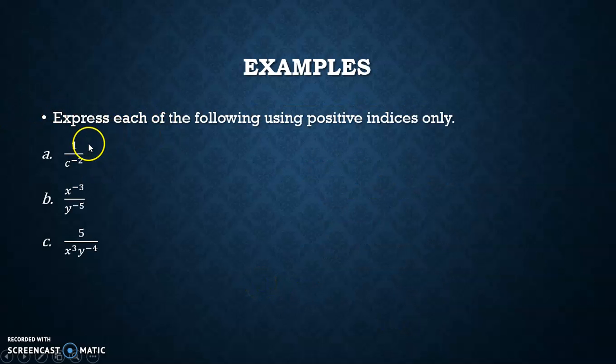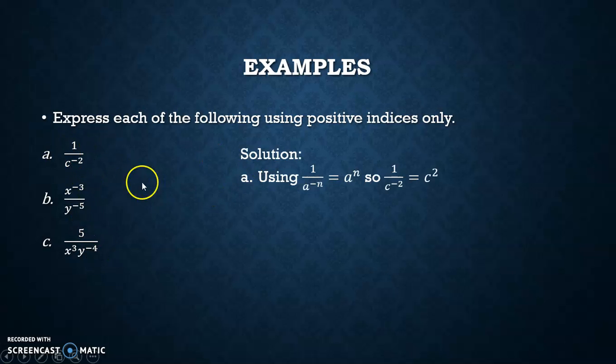Now express each of the following using positive indices only. Solution. For this one, we have 1 over c to the power of negative 2. We're using the derivation of the negative index, which means the reciprocal of the reciprocal is itself. And for this one, y we're going to put up, and x we're going to put down, because both of them are negative.